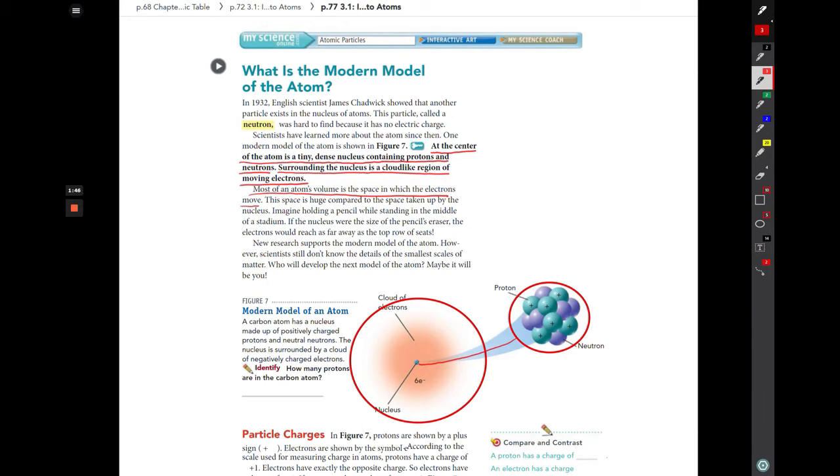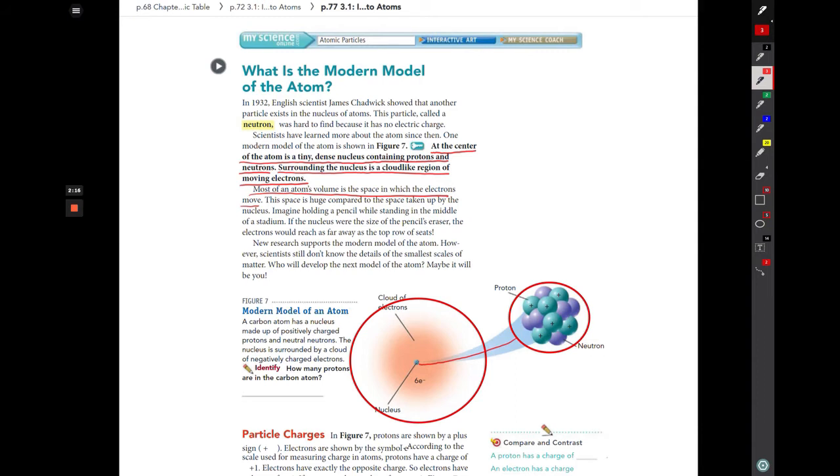To put this into perspective, if the nucleus of the atom were the size of a pencil eraser, and you stood at the middle of Lucas Oil Stadium on the 50-yard line and held that pencil up in the air, your eraser would represent the nucleus of the atom. The electrons in the electron cloud could be anywhere between there and the top row of the seats. Most of that would just be empty space.